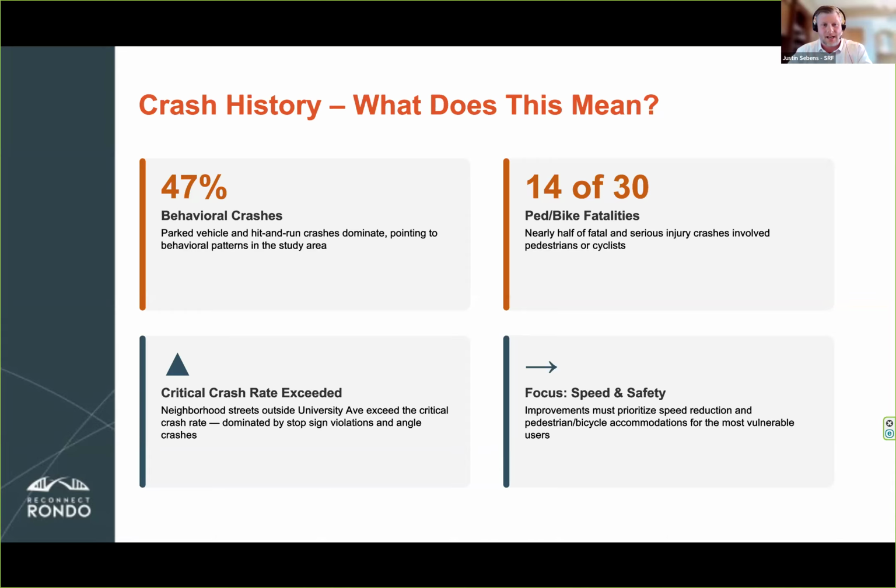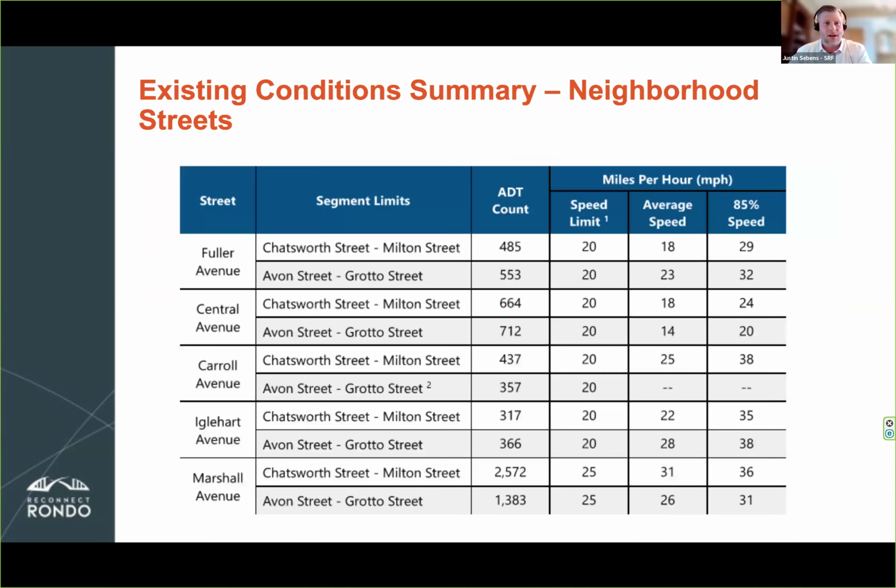So we'll see on the next slide here, one of the things that we looked at was speed within the neighborhoods, really those kind of east-west streets within the Rondo neighborhood. And some of the trends that we're seeing here are concerning. Most of those corridors are 20-mile-an-hour speed limits. We've got a couple that are 25, but in general, both our average speed and our 85th percentile speed exceeds the speed limit.